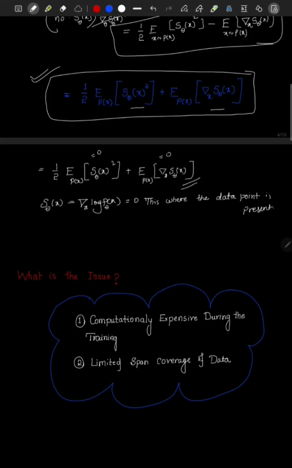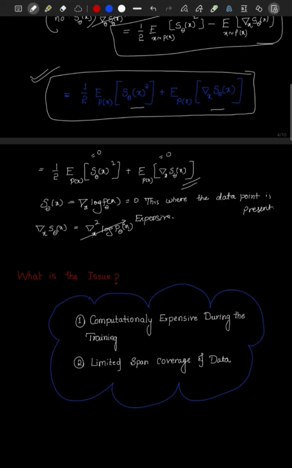Now if you look into the second term, it is having the gradient of s theta of x with respect to x. So it is basically 2 times the gradient of log p theta of x, which is again expensive because it is a Hessian. So somehow we got rid of log p of x in our expression, but again we found another expensive term, that is the gradient of s theta of x, which will be giving us the Hessian.